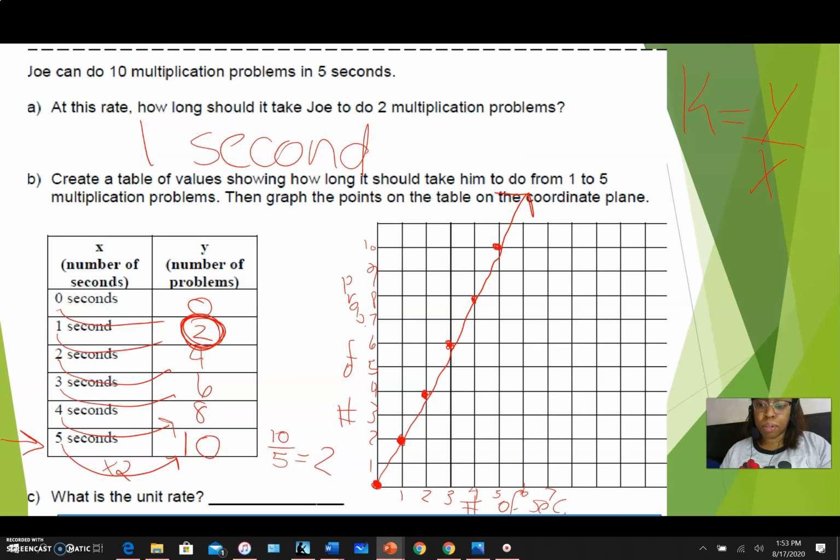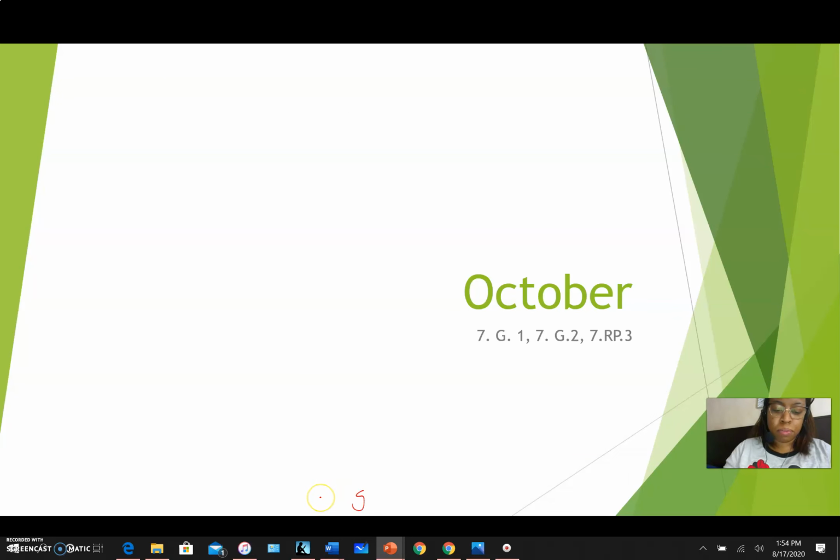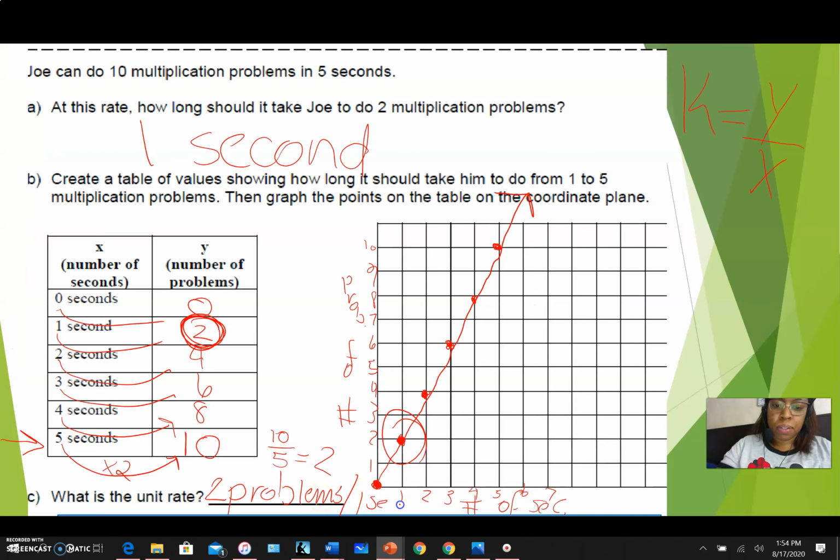So our last question is, what is the unit rate? Your unit rate is found where your X equals 1. So you go on your X-axis, you find 1, you go up to your Y value, there you go. So we can do 2 problems per second. Per 1 second. And that was what question A was asking us. Question A was disguising itself in a way to ask us for the unit rate without coming out and just saying, what is the unit rate?